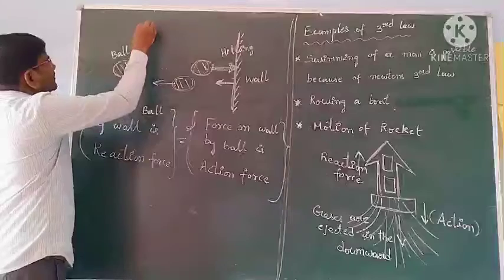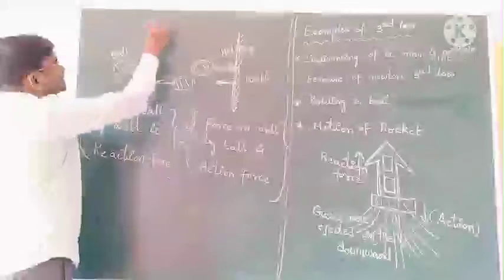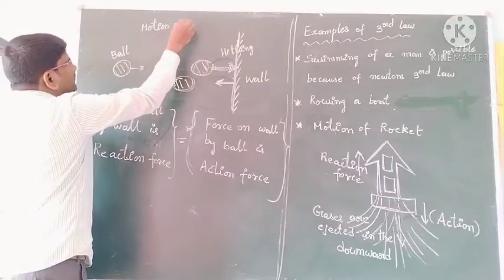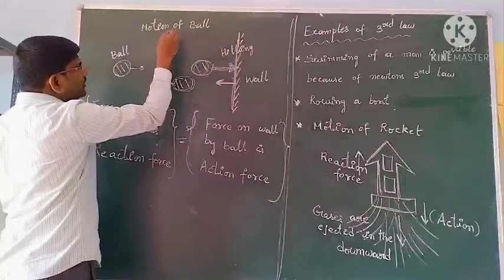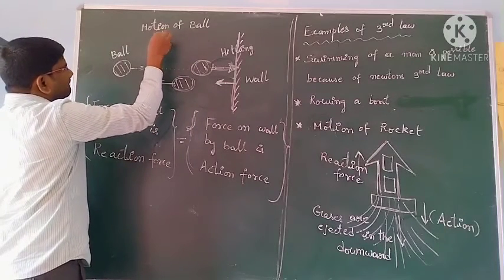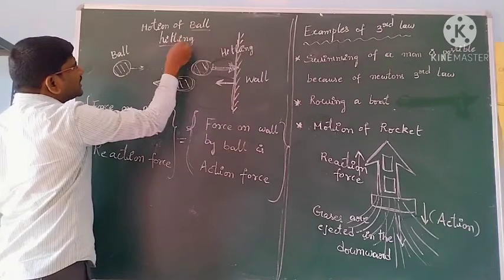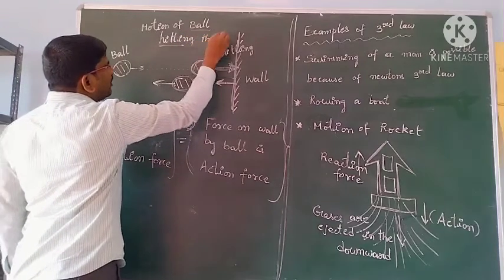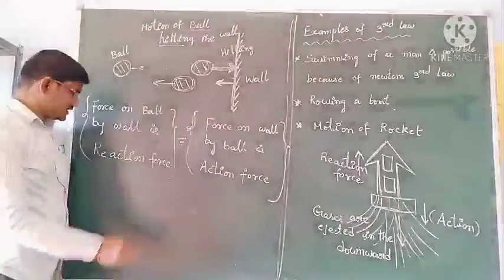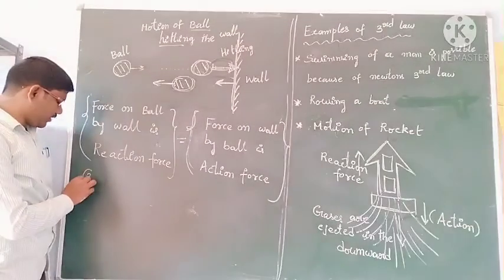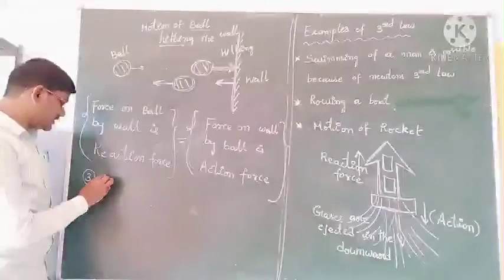So that is the motion of a ball hitting the wall. So a ball hitting the wall is an example of Newton's third law. And similarly, walking is also possible because of Newton's third law. Walking is also an example.